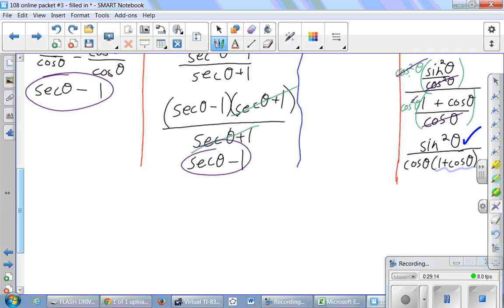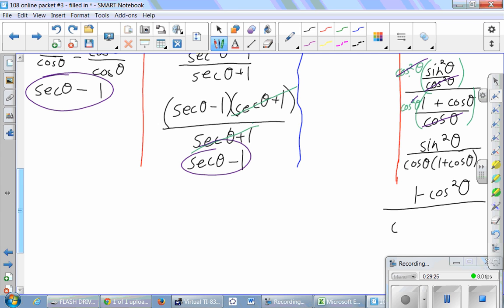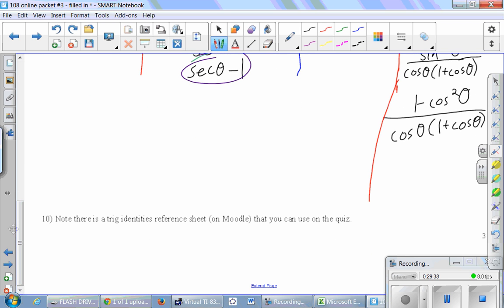So let's see, sine squared theta. Well, we see sine squared, and we could immediately replace it using one of our Pythagorean identities. Sine squared is really the same as 1 minus cosine squared. And now I feel like we're almost there. We can factor that 1 minus cosine squared, and then I think good things will happen.